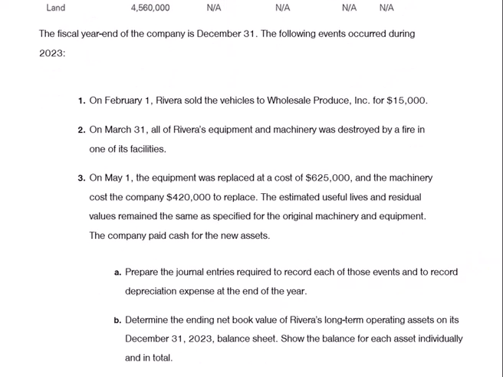And then we've got two things to do. We have to prepare the journal entries required to record each of these events and record the depreciation expense at the end of the year, and then B, determine the ending net book value of their long-term operating assets as of December 31st on the balance sheet. We'll show it in detail and in total.